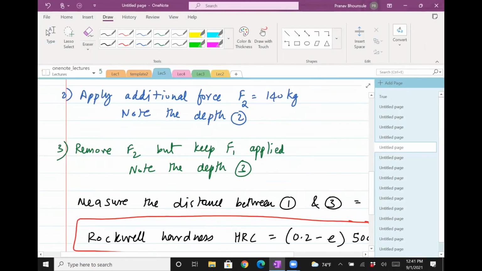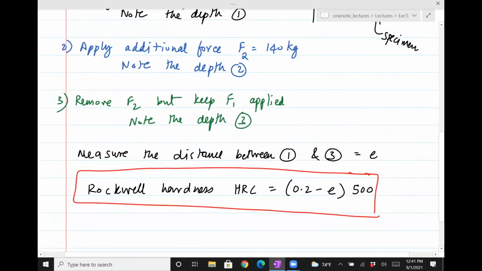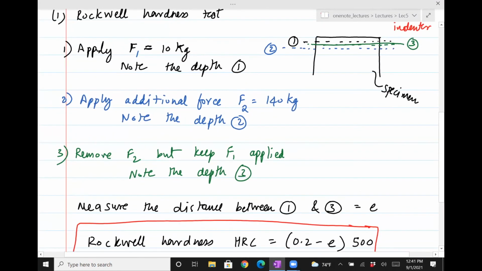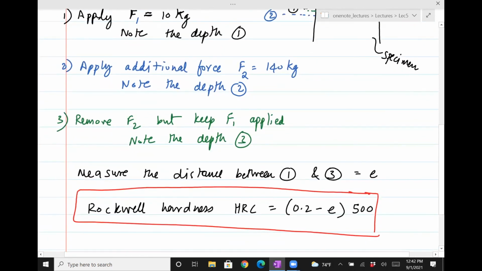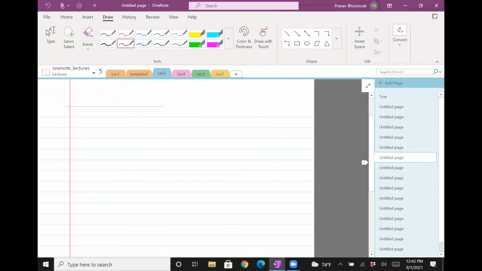Okay, so that's the Rockwell hardness. One thing to note is it is based on the difference in depths. Okay, and the next one is actually different from this one in terms of what measure is used. The Brinell hardness test.